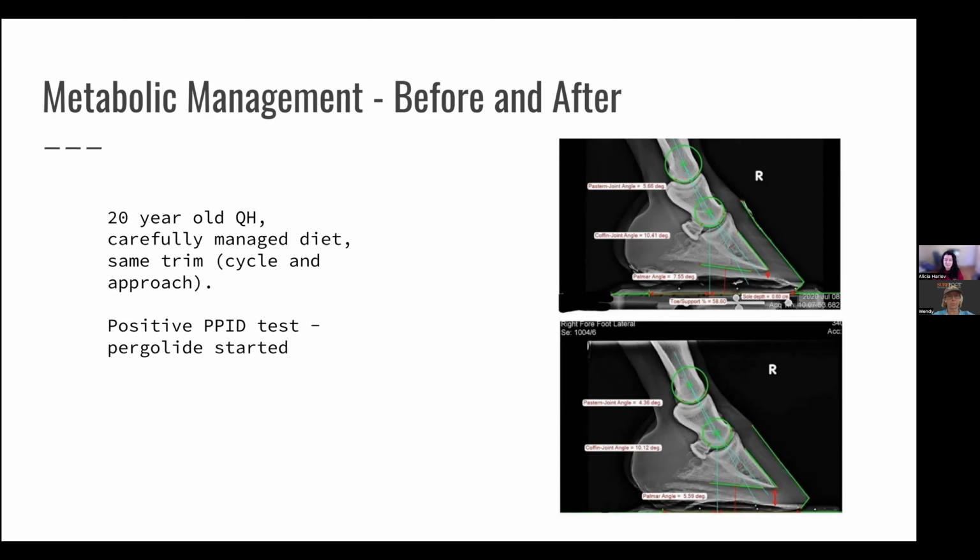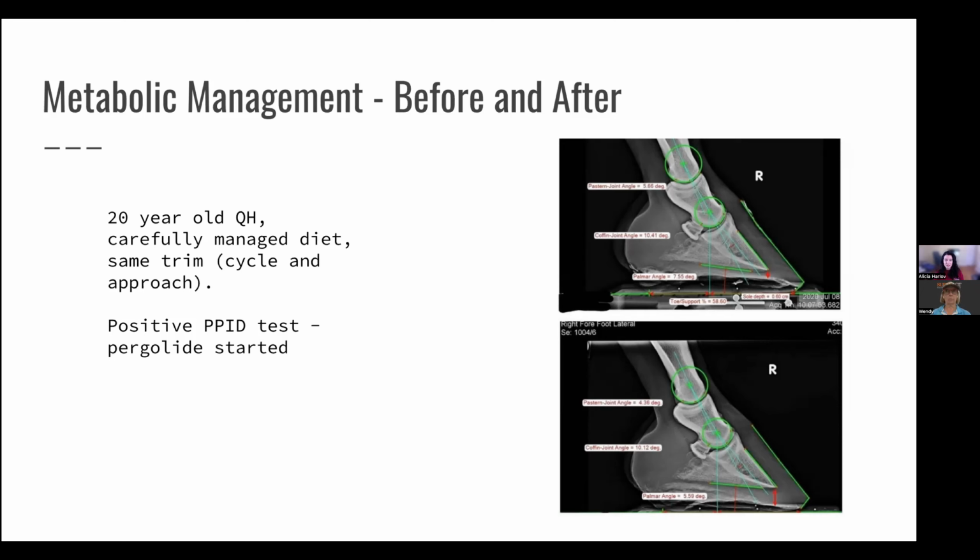But the owner asked the vet if she could test for Cushing's, and he came back wildly positive. And there were no other signs. He didn't have any other symptoms. He was in pretty good condition. He looked okay. His feet weren't wildly unhealthy, and he just had some lameness that was intermittent.